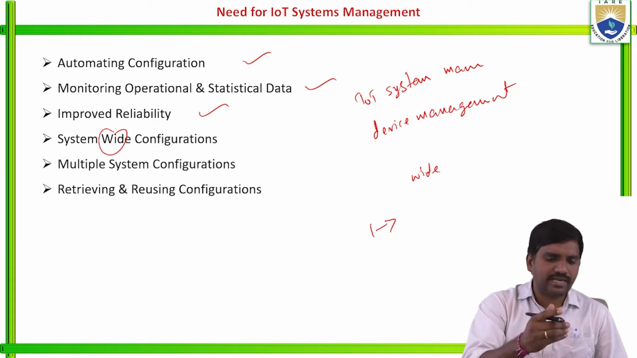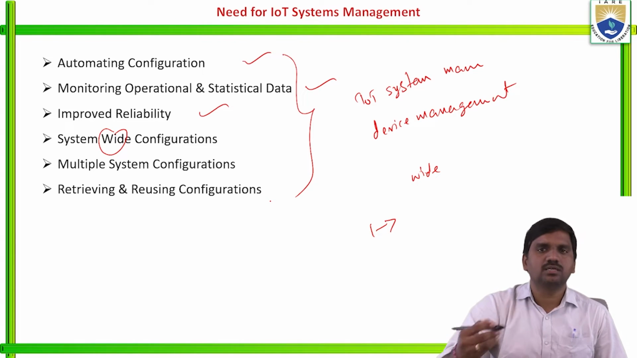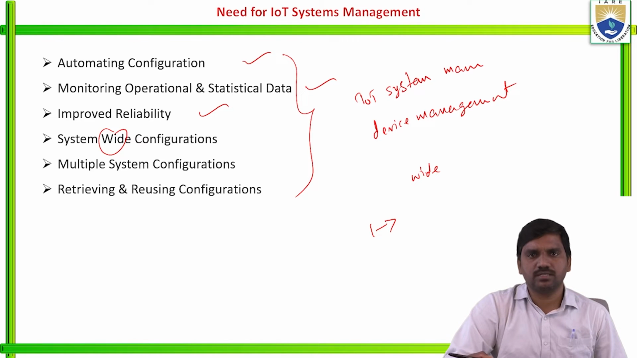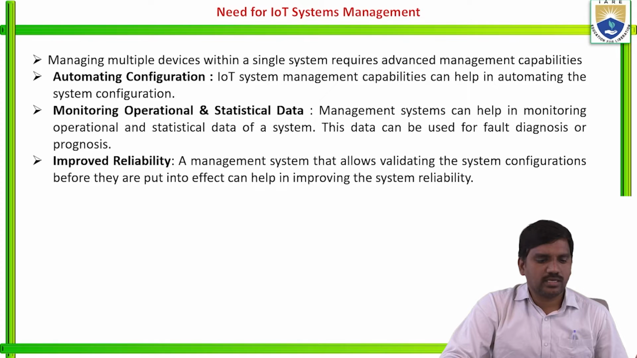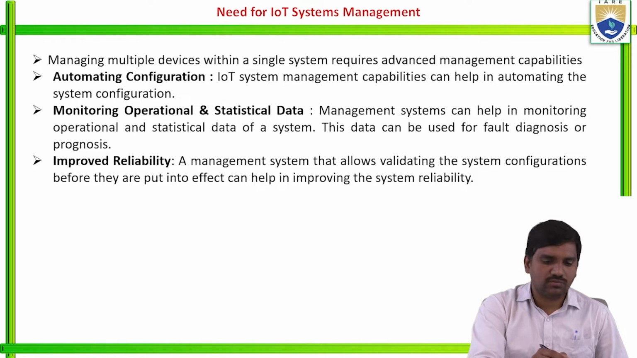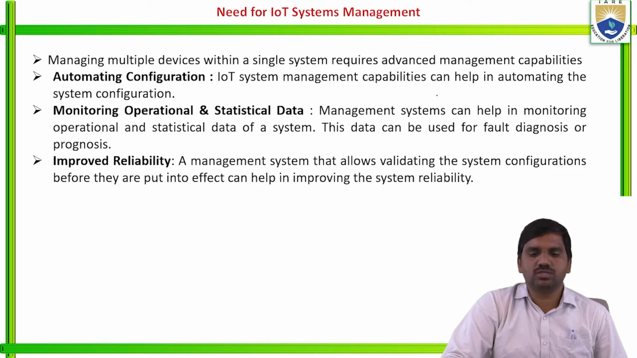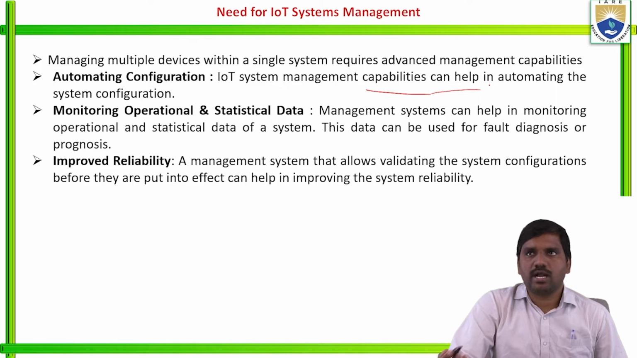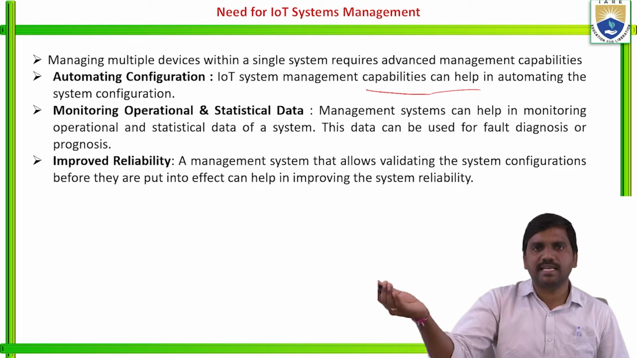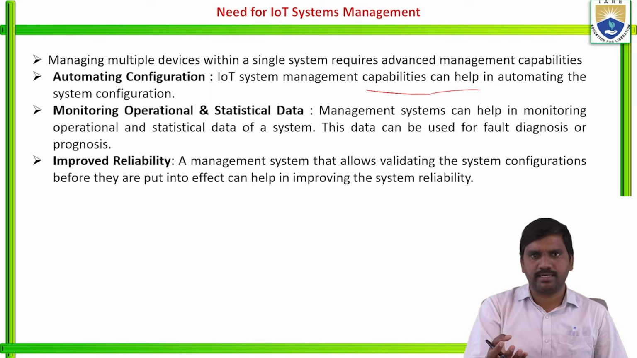It maintains different systems or different areas. So these are the types of IoT system management. Here, automatic configuration: IoT system management capabilities can help in automating the system configuration. Automatically it can retrieve, automatically it can connect, automatically it configures the system or device.